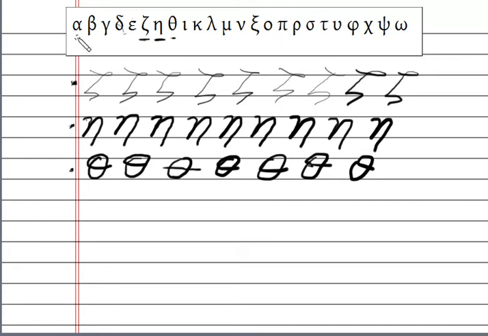Alpha, beta, gamma, delta, epsilon, zeta, eta, theta. Theta, eta, zeta, epsilon, delta, gamma, beta, and alpha. All right, we'll come back and we'll go to the next three or four. See how far we can go.